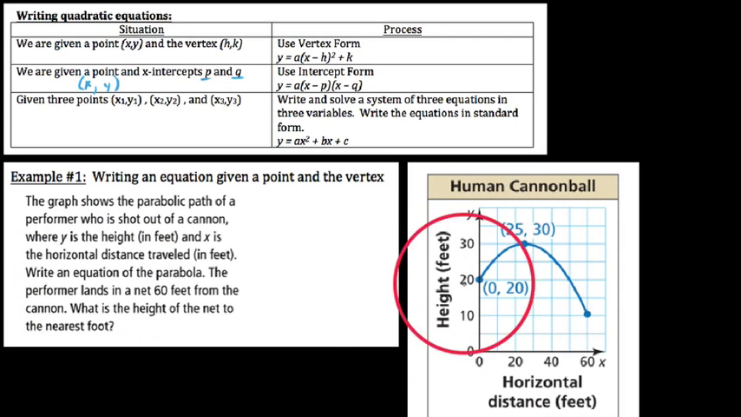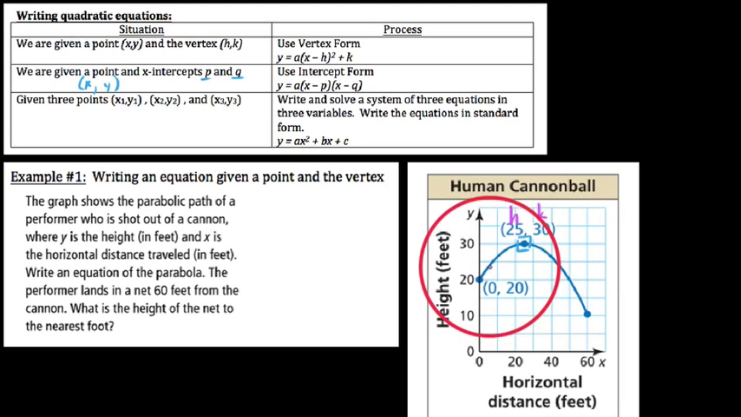And what we see over here on the graph is we have our y variable, which is representing height in feet, and our x variable, which is our horizontal distance in feet. We can see how this person was shot out of the cannon, and we see their path. The interesting part of this is we're already privy to some given information. We say that we are aware that the vertex, which is this value of h and k when you talk about vertex form, we're given these two values. So this person 25 feet away from the cannon is at a height of 30 feet off the ground.